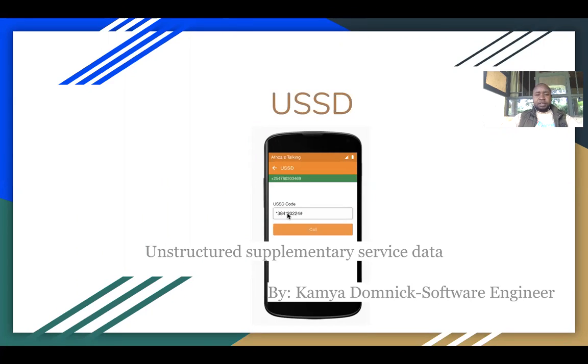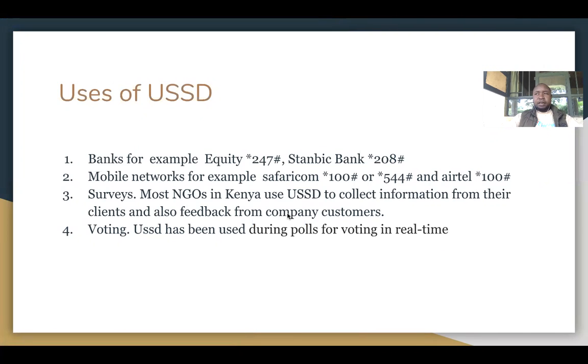It is used by different organizations and different individuals in everyday life. So what are some of the uses of USSD? One, USSD is used in banks. For example, Equity has its USSD code, which is *247#. If you dial this code on your phone and you have an account on Equity Bank, it will prompt you to enter your account number and then your PIN. Then you can access Equity services. Same with Stanbic. They have *208#. You can transfer your money from your bank to your phone. You can deposit money from your phone to your bank account. You can request for an easy loan and all that stuff.